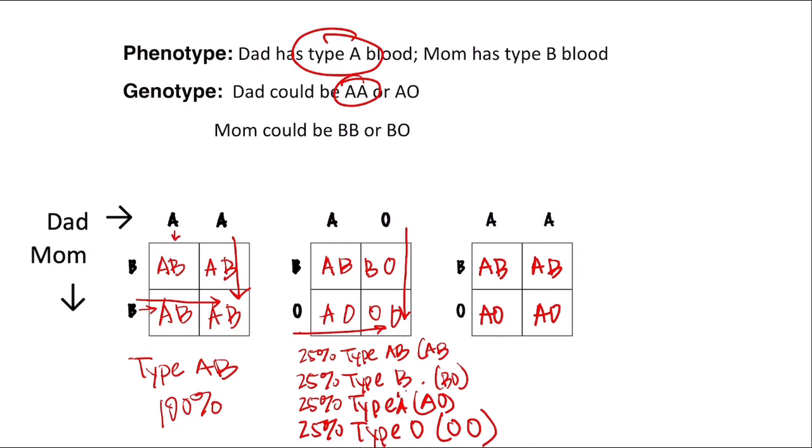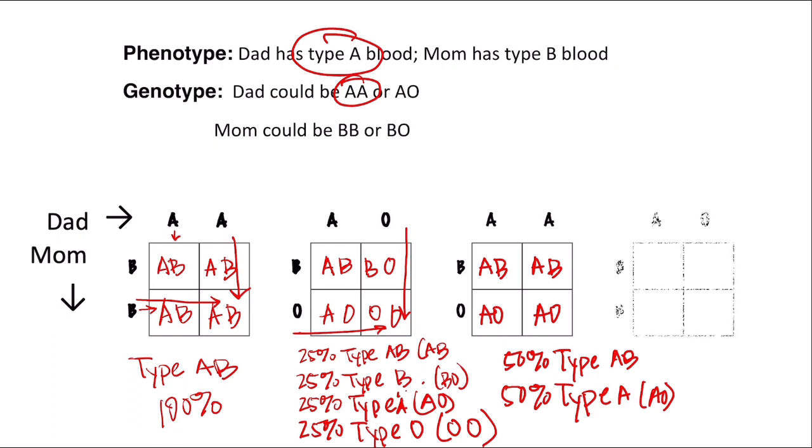So the different phenotypes that this could have is that 50% of them are going to be type AB, and another 50% of them are going to have type A from the AO combination, or the AO genotype. So the AO genotype determines the type A blood type, which is a phenotype.